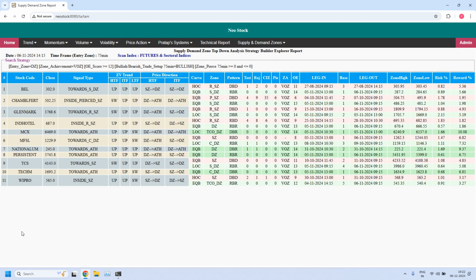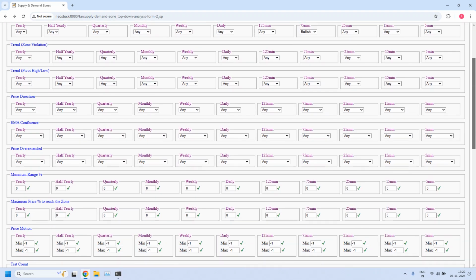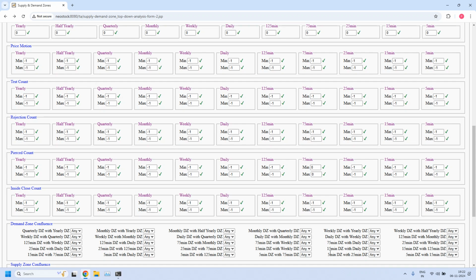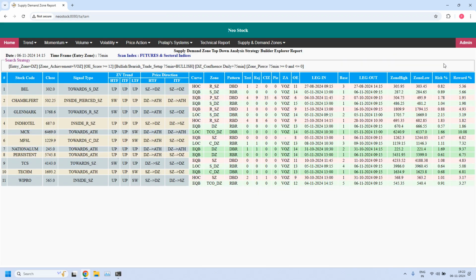We got 11 stocks. Currently these 11 stocks are supporting bullish trade setup for weekly income trade, and all these zones are 75 minutes demand zones, entry zones. Among these 11 75 minutes demand zones, there could be high probability setup supported stocks available. So let's verify based on LTF and ITF demand zone confluence. In the demand zone confluence, LTF is 75 minutes demand zone with daily demand zone confluence. Enable the filter, that is LTF and ITF demand zone confluence.